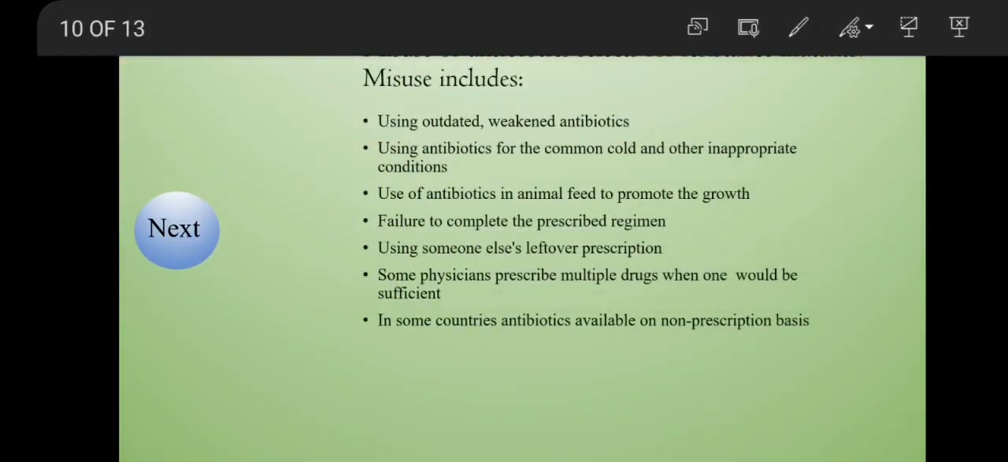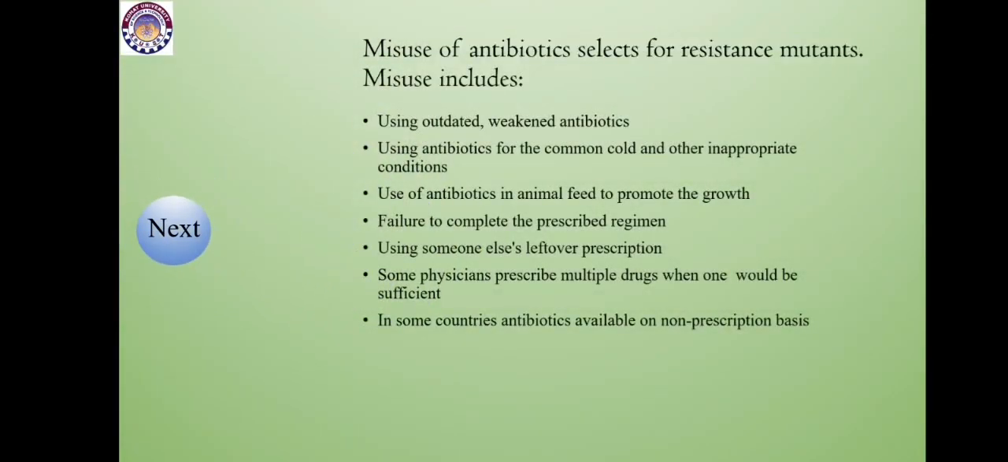Now, moving to the next slide, the misuse of antibiotics selects for resistant mutants. What are the misuses? They include using outdated, weakened antibiotics. If you use outdated and weakened antibiotics, obviously they won't work against the microorganisms, but in return the microorganisms will get resistance against the working ones.